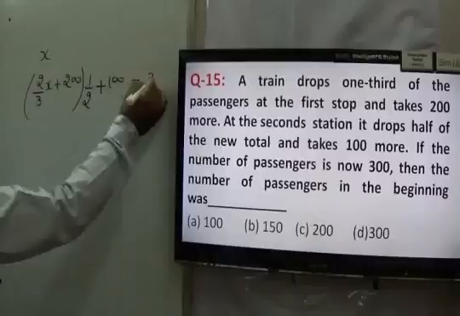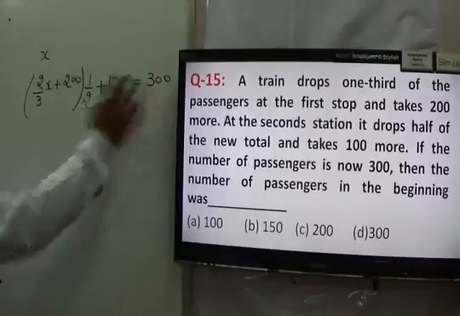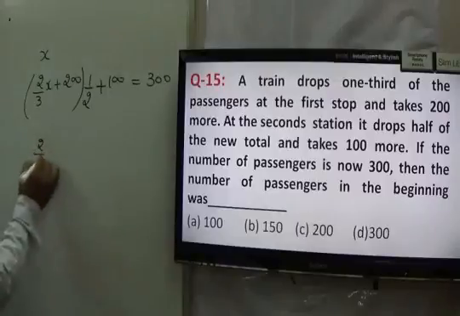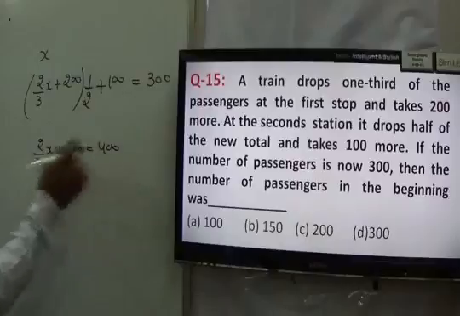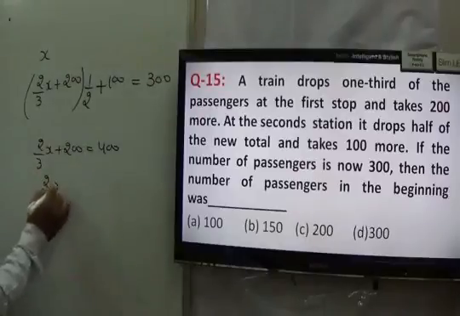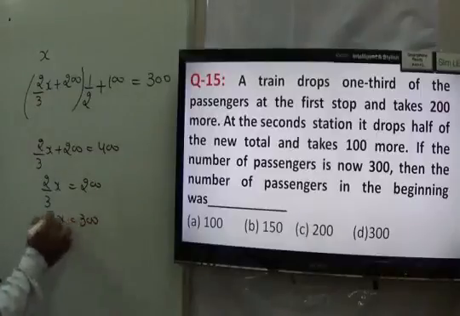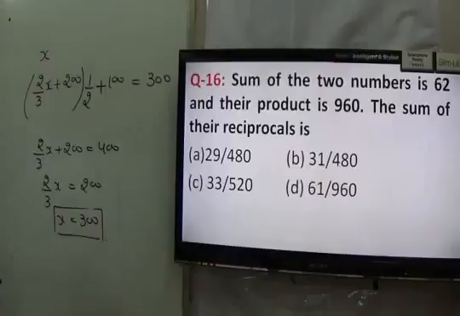Now the total number of passengers is 300. We have to find the number of passengers in the beginning, which means I have to find the value of x. This 200 goes there, 2 will be multiplied, 400. So I may say 2/3x plus 200 equals 400. Now this will be subtracted, so I can say 2/3x equals 200, x equals 300. So if x is equal to 300, the initial number of persons in the beginning was 300. That becomes your answer.